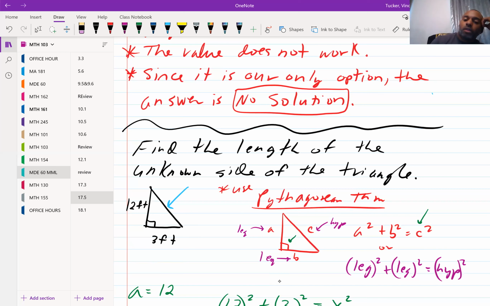So we have a squared plus b squared equal to c squared. A and B are pretty much interchangeable. You can use them in either order, but C has to be the one on the side by itself. That's your hypotenuse. A and B are just considered legs. C is your hypotenuse, the one opposite the right angle. That's always your C, always on one side by itself.